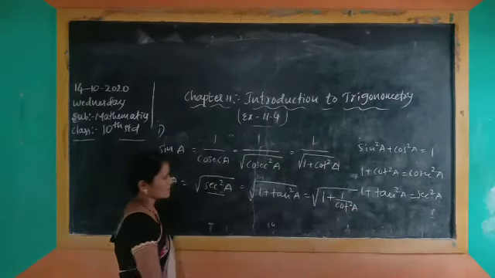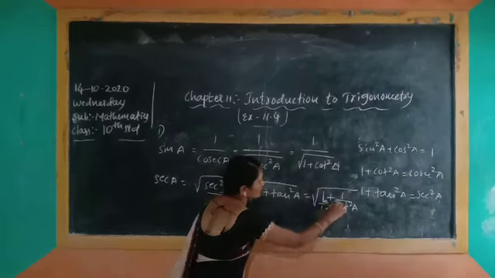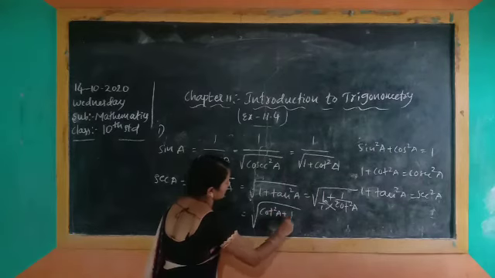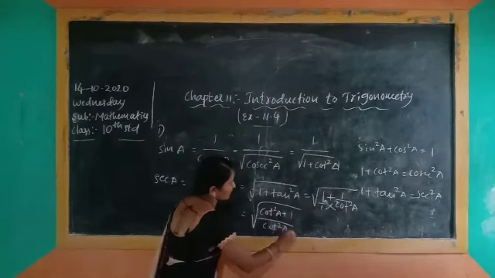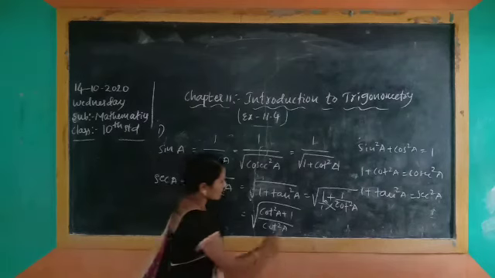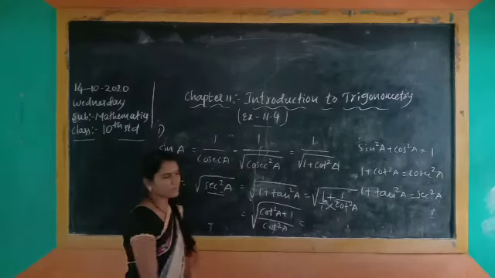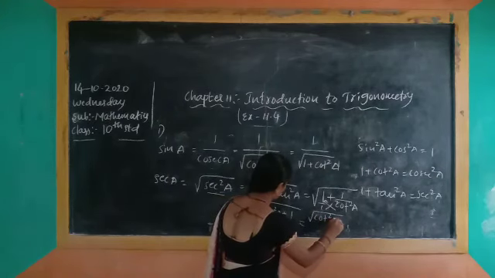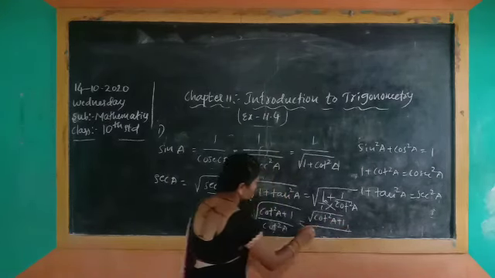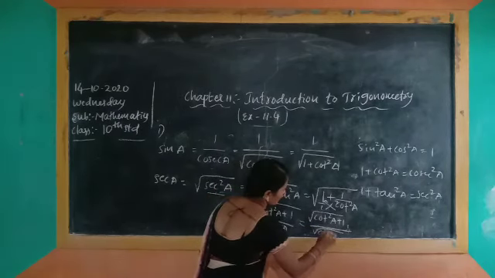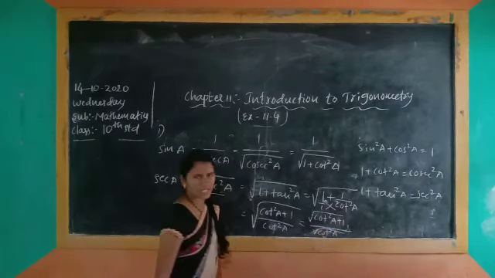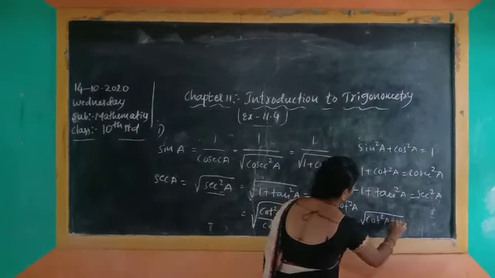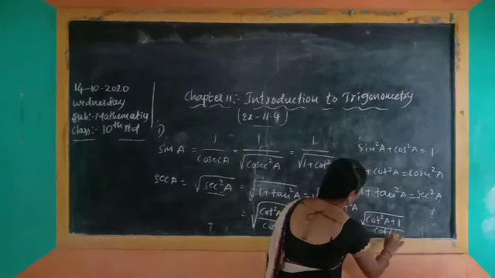Next, for this you have to take the cross multiplication. You will get cot square A plus 1 divided by cot square A. Next, I will write as it is, with the square root for both numerator and denominator: square root of (cot square A plus 1) divided by square root of cot square A. Square root of cot square A gets cancelled. You will get the answer: square root of (cot square A plus 1) divided by cot A.